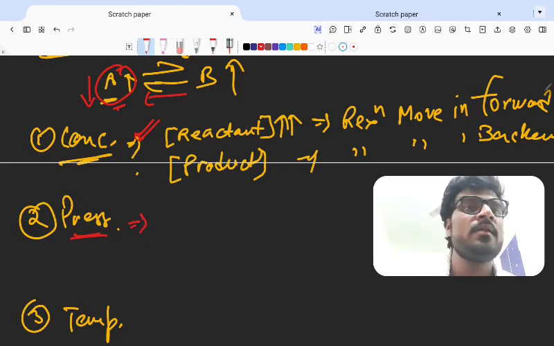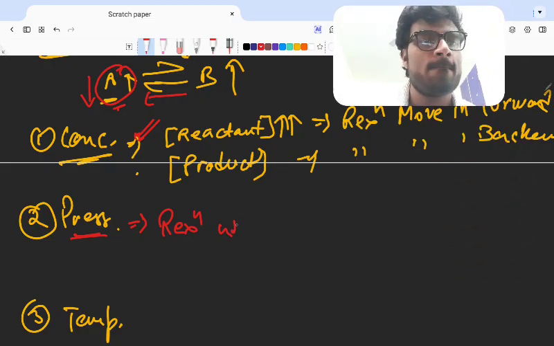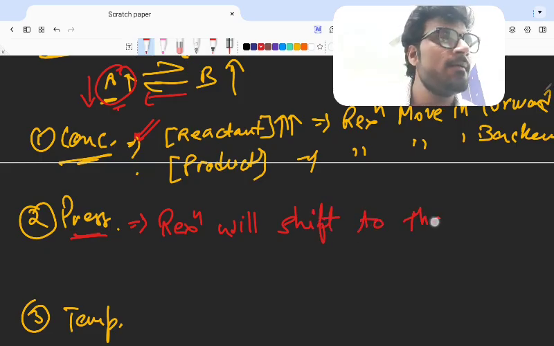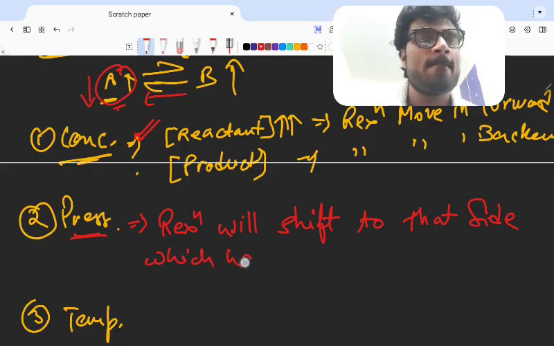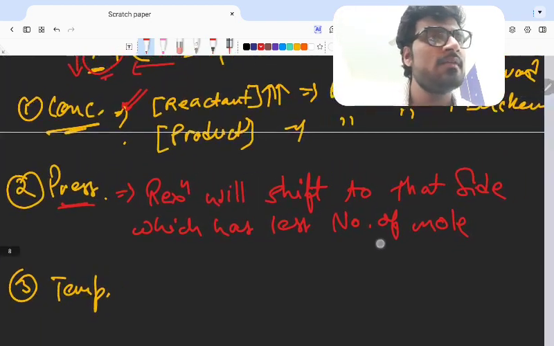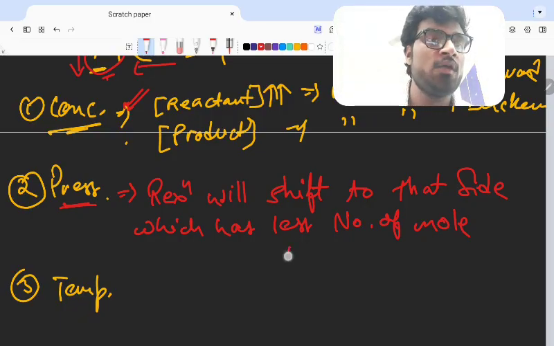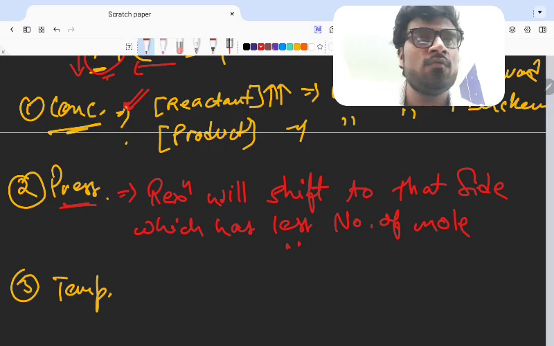A simple line you have to remember: the reaction will shift to that side which has less number of moles. Very simple statement it is. If I increase the pressure, the reaction will shift to the side with less number of moles. Nothing, no very high IQ question, nothing like that. You just have to remember this statement and you will do all the questions.